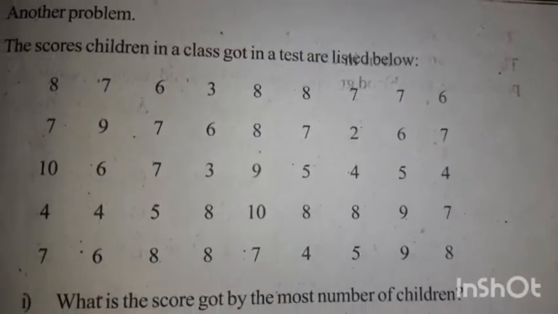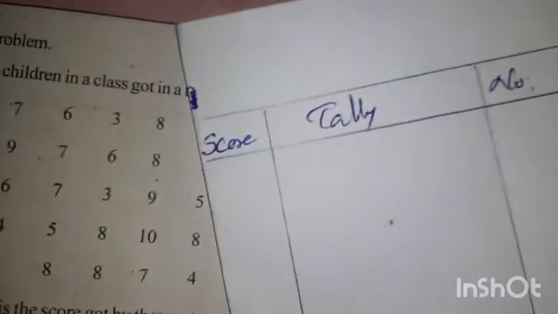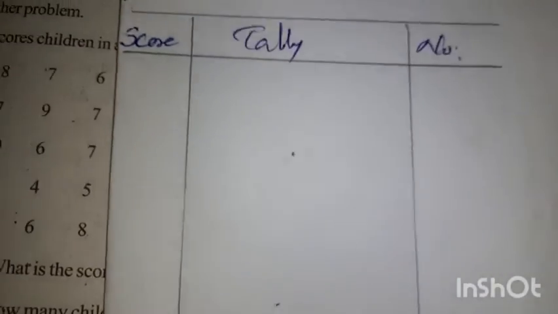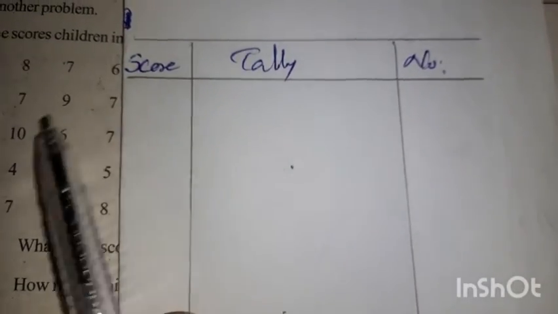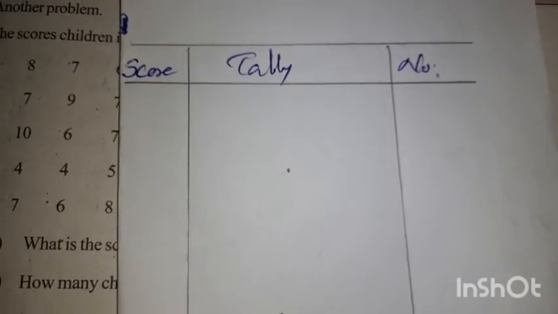The scores of children in a class in a test are listed below. The marks of students in a class are listed below. You have to fill in these answers and draw the tabular column also. So first you have to draw a tabulation column like this: score, tally and number. Score is written here. Strike off the score and tally here and count the numbers.